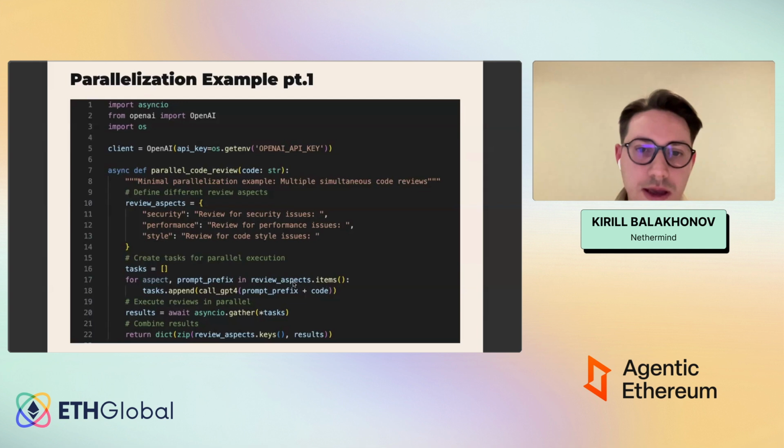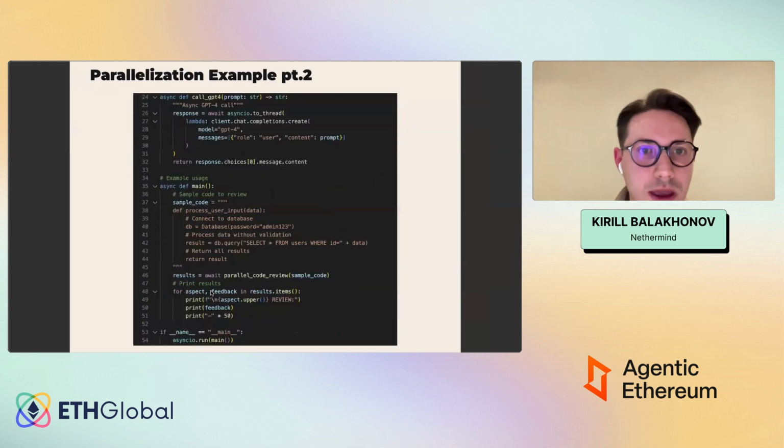Here we can use Python, but we can do it in any language. We run these calls to GPT in parallel, then we collect the results in one array. Let's check what we have here. For instance, sample code to review. We run a parallel code review. For each aspect we show the feedback, and so basically there is nothing else.